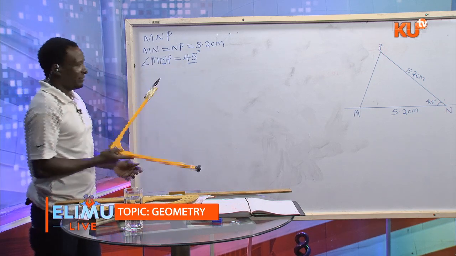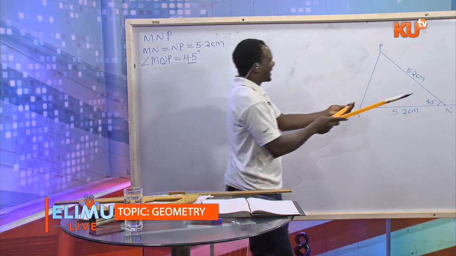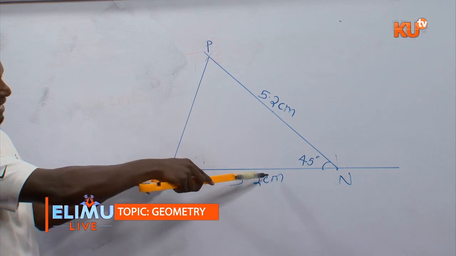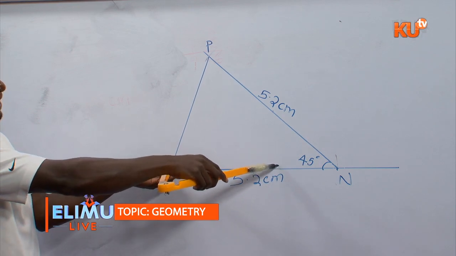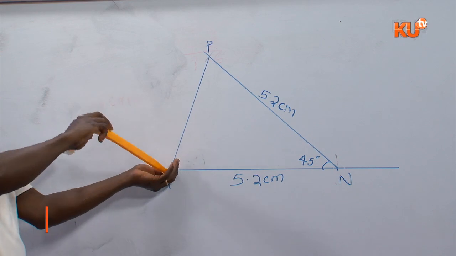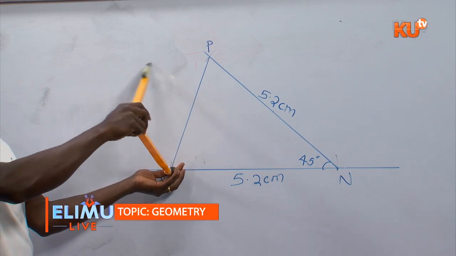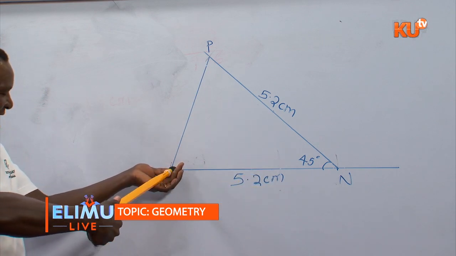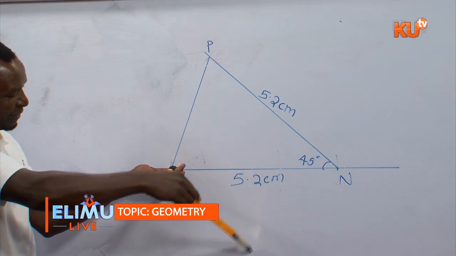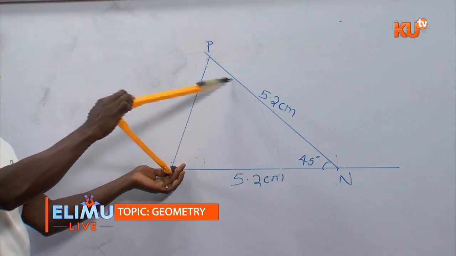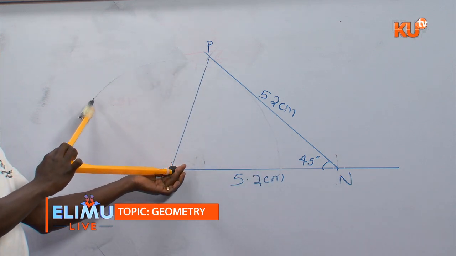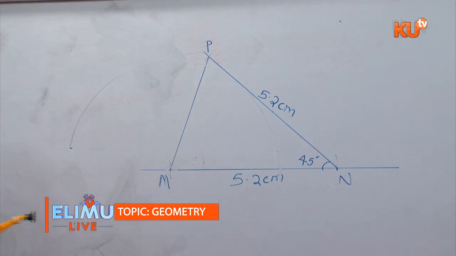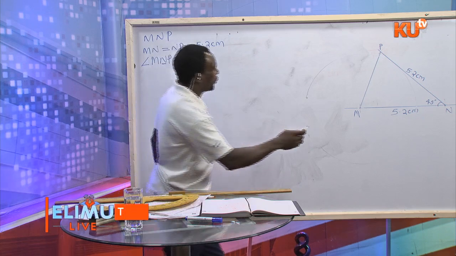Take your compass. Put it at M. More than a half of this line. Somewhere there. Then put that big. It doesn't have a name, because you cannot call it a quadrant. You cannot call it a semicircle. It's more than a quadrant, more than a semicircle. Just put it gently like that. After putting it, you won't come back to this point.